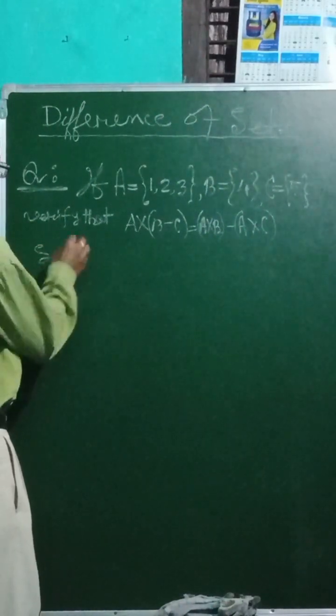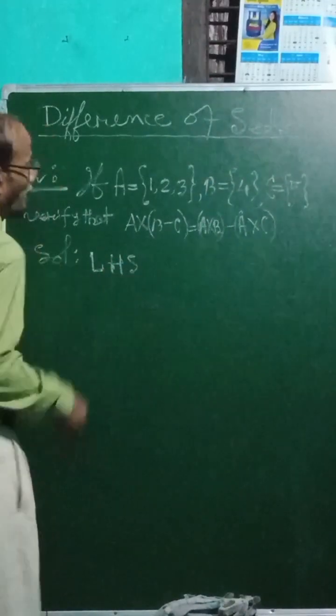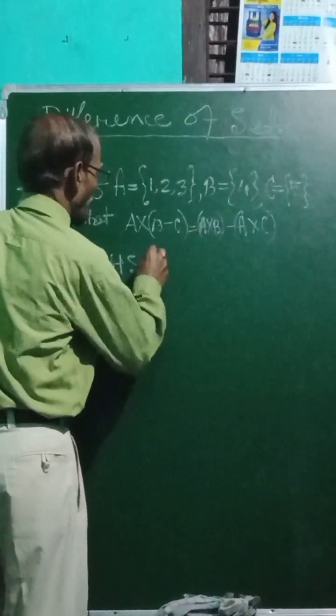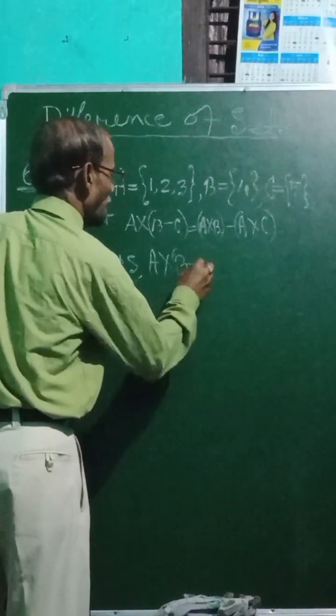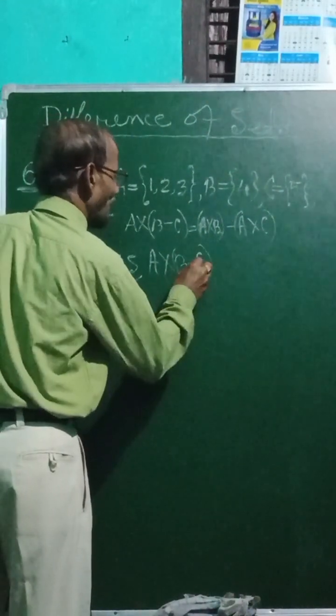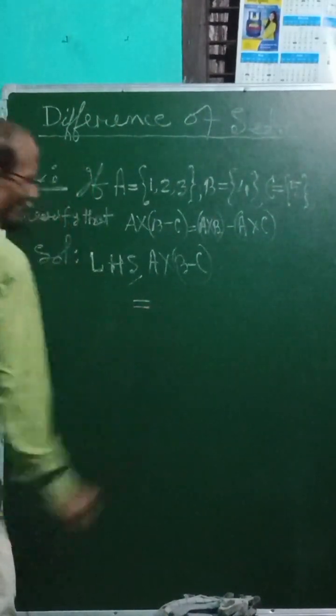Solution: left hand side, A cross (B minus C) is equal to, what can I write?